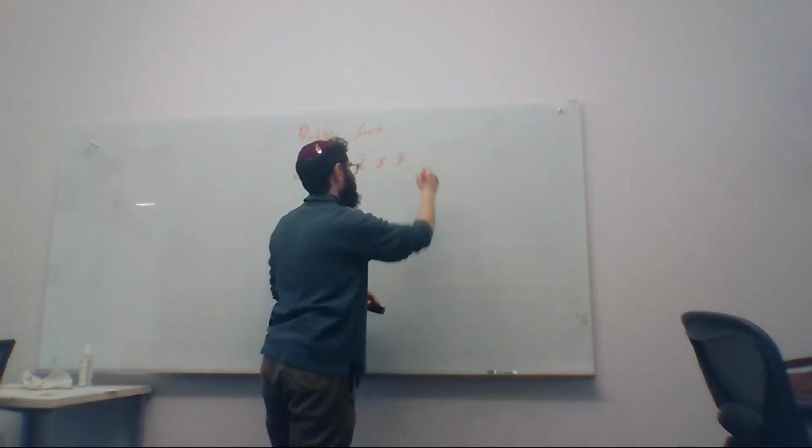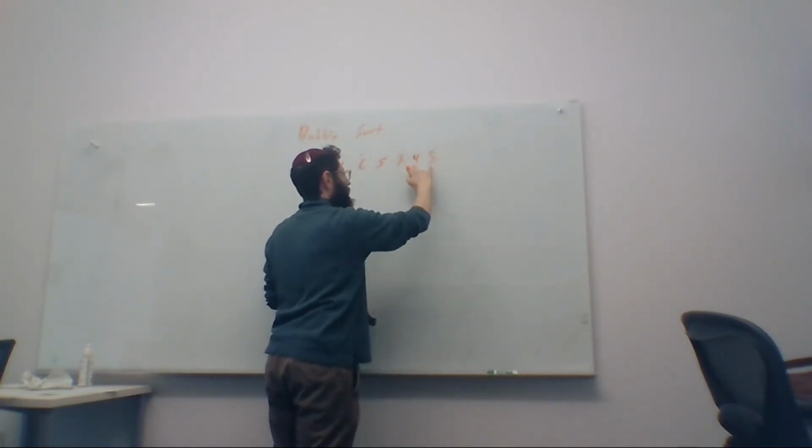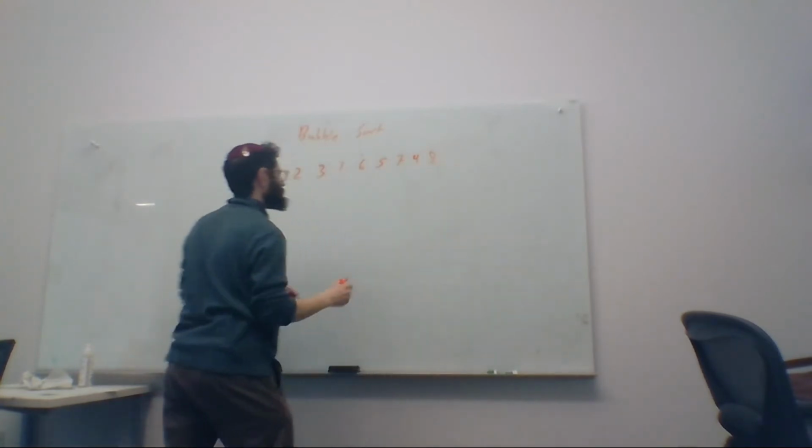Now 8 and 4. That's unsorted, so we swap it. Okay, and then we made our pass through.